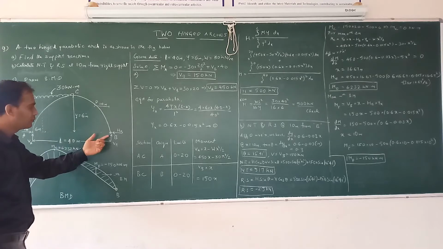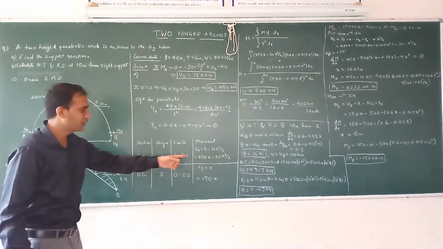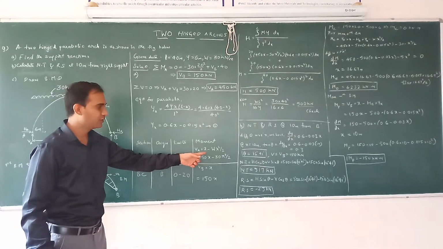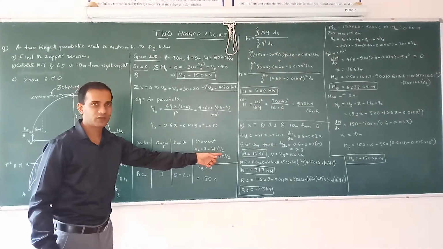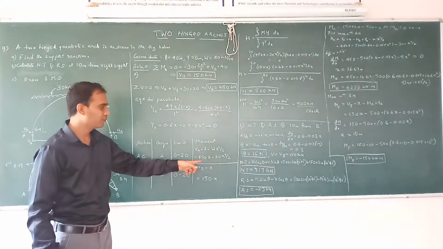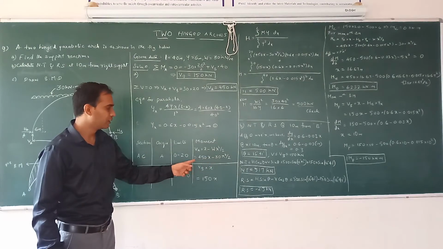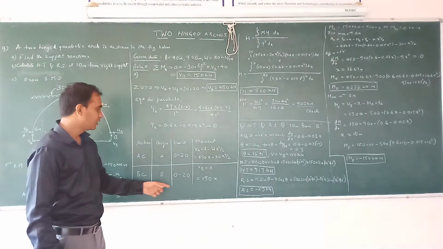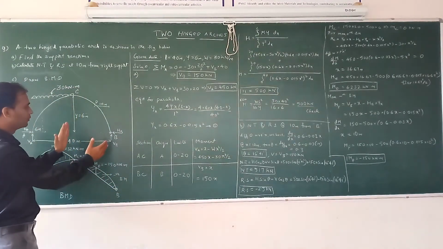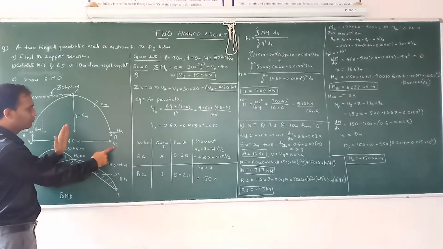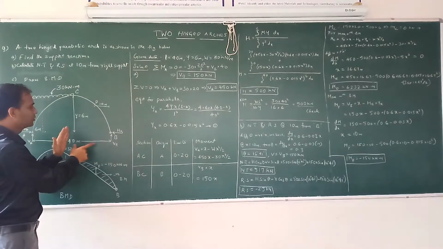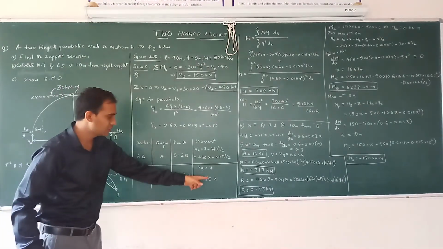So the moment in section AC is VA into x minus Wx square by 2. Substituting VA and W, we get 450x minus 30x square upon 2. The same way in section BC we have VB, H we will not consider now, VB into distance x. So VB into x, where VB is 150 and VA is 450.